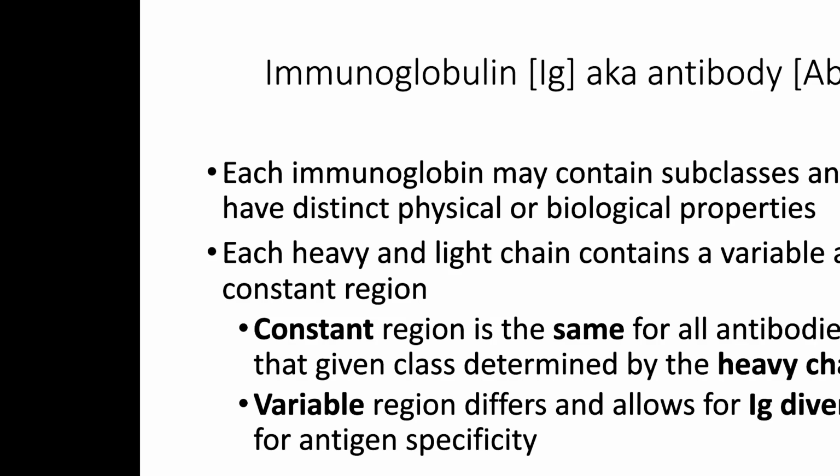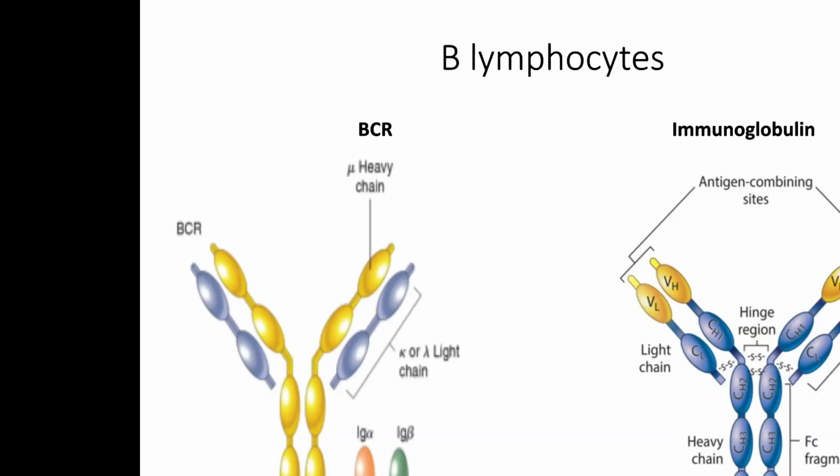Each immunoglobulin contains different subclasses, and those subclasses have distinct physical and biological properties. The constant region will be the same for all antibodies of that class, and that is determined by the heavy chain. The variable region will differ, and that allows for the wide diversity of immunoglobulins that we see in order to help develop antigen specificity. And this is what that looks like.